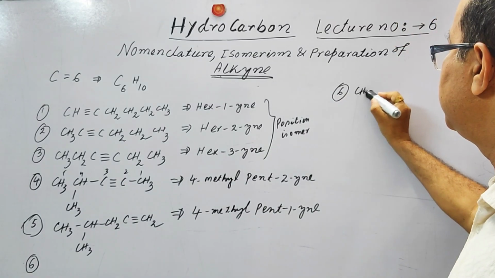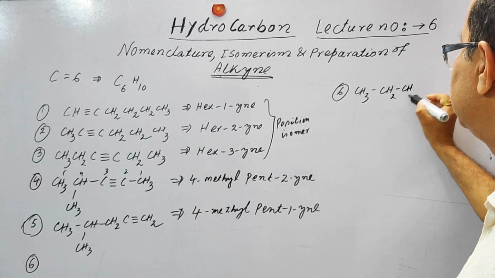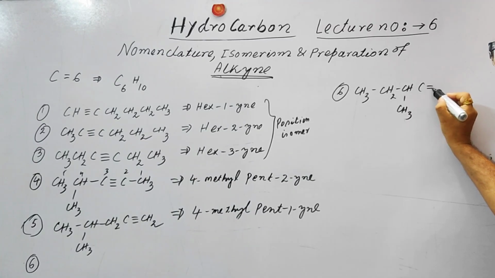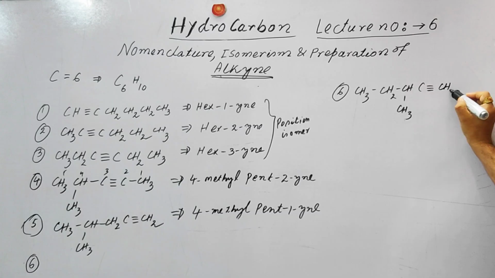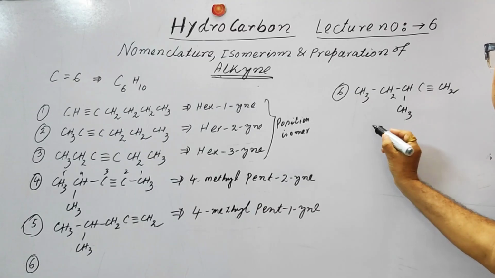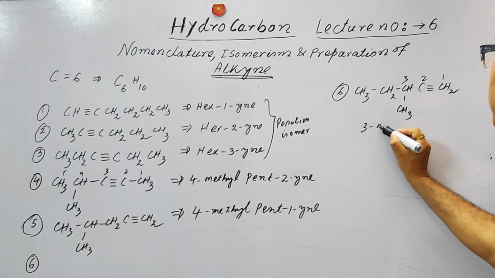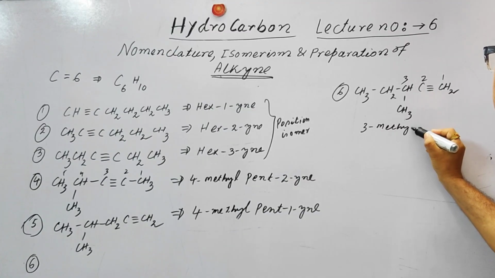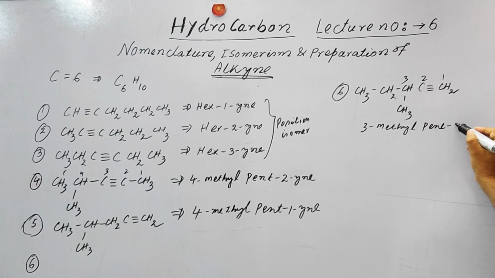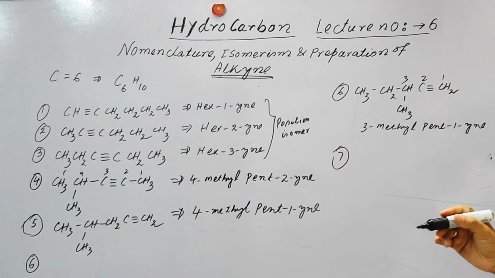It is CH3, CH2, CH3, C triple bond, CH2, numbered 1, 2, 3, 4, 5, 6. So this will be 1, 2, 3. This will be 3-methylpent-1-yne. And the seventh isomer will create the double branch.